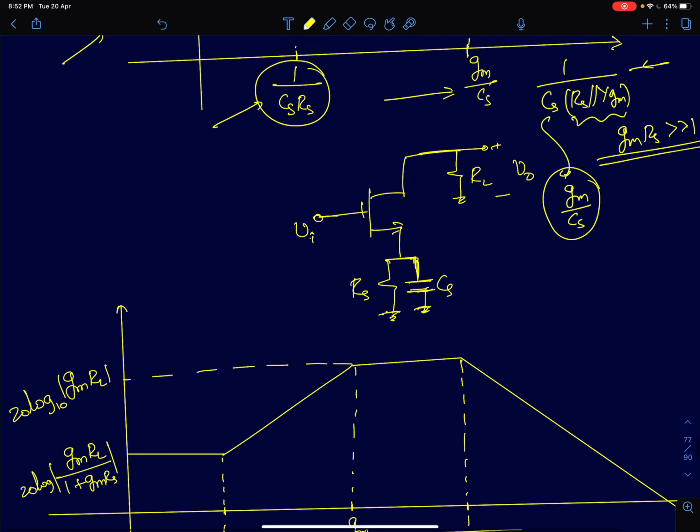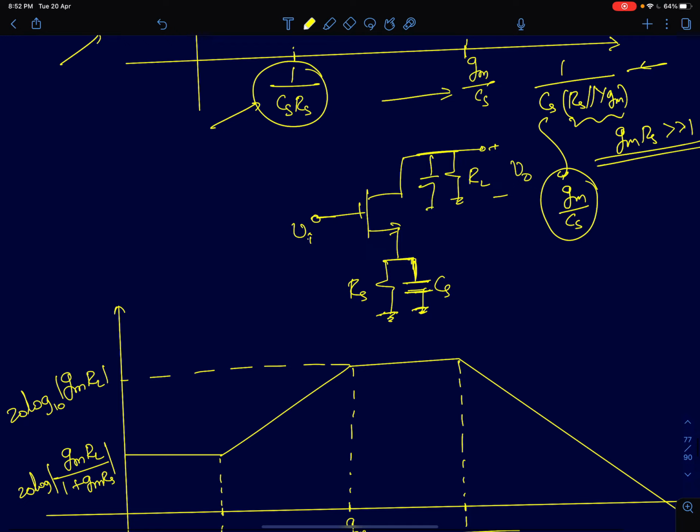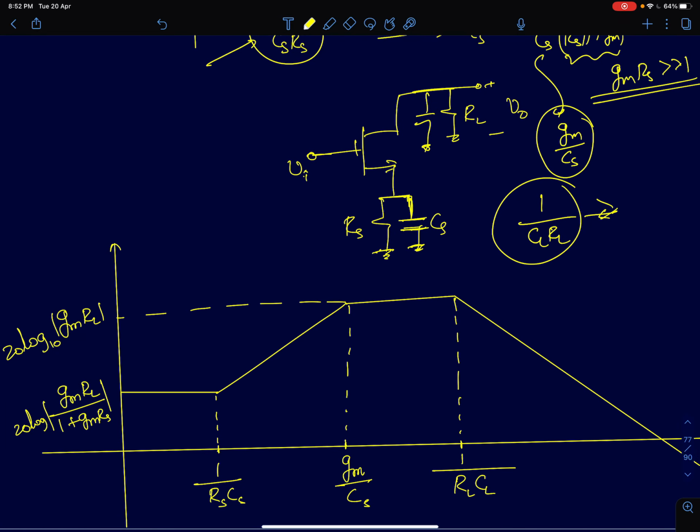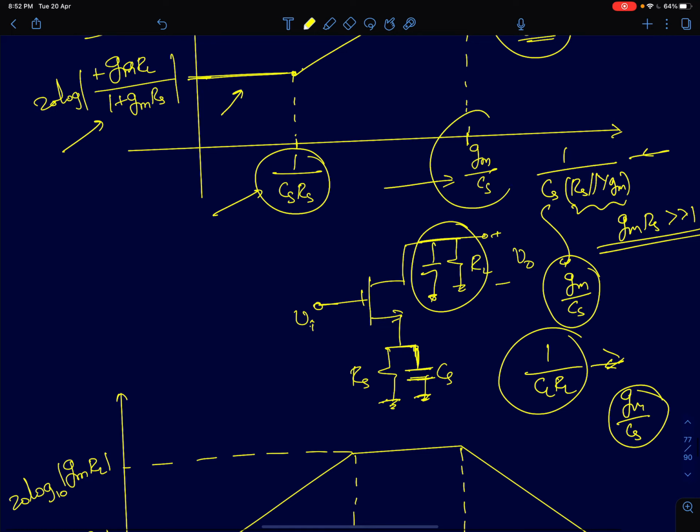Now, what happens when I include CL? If I include CL, you should remember there are two poles in the system. The second pole is at 1 by CL into RL. Since we don't know the values of RL and CL, we'll make assumptions. We'll first assume RL CL to be greater than 1/(GM by CS), which means this pole 1 by RL CL occurs much later than GM by CS. So, GM by CS is the low frequency pole here.